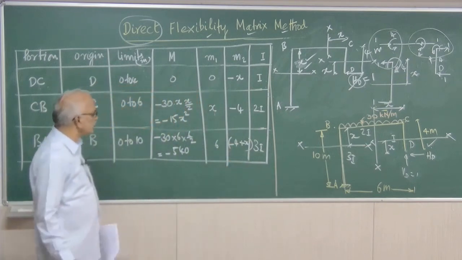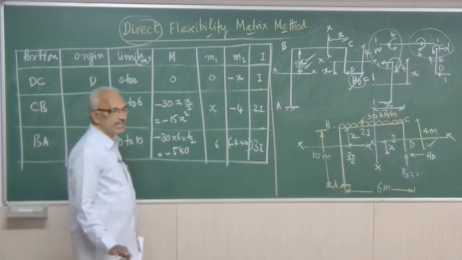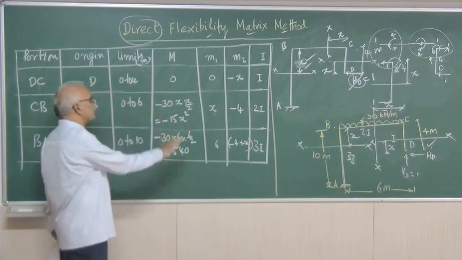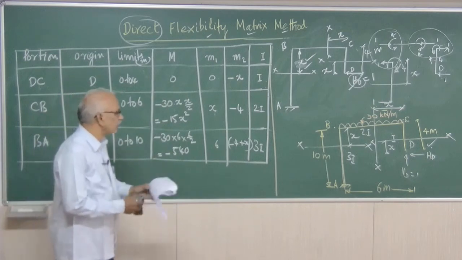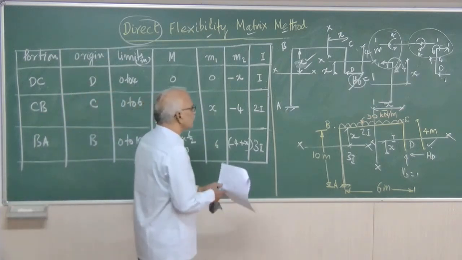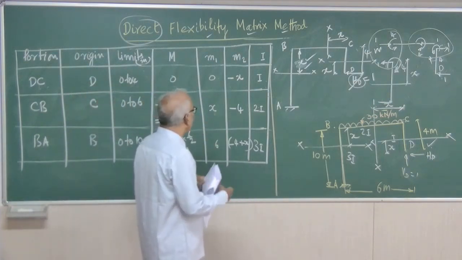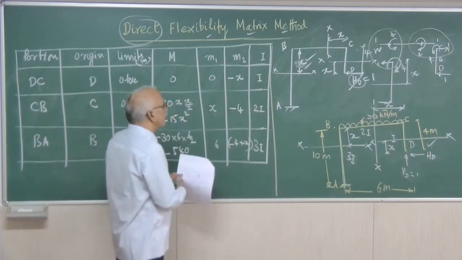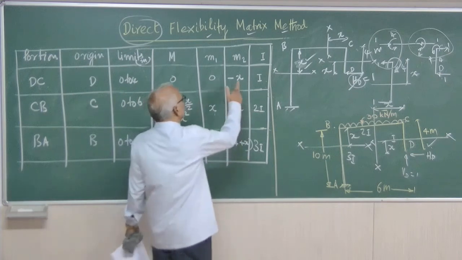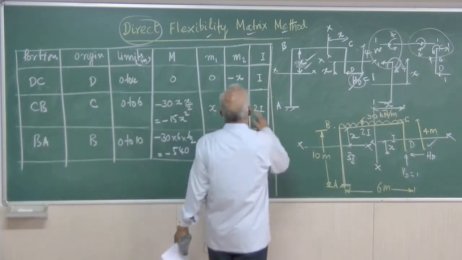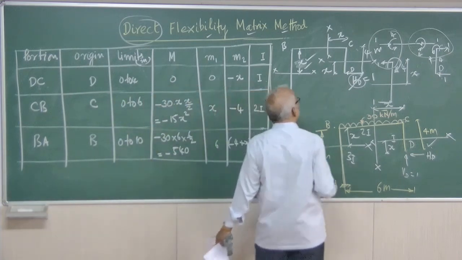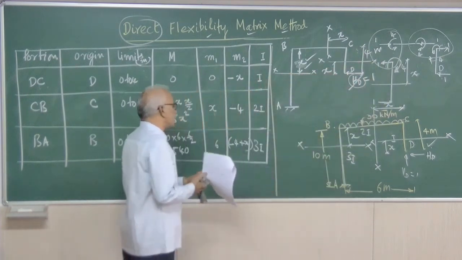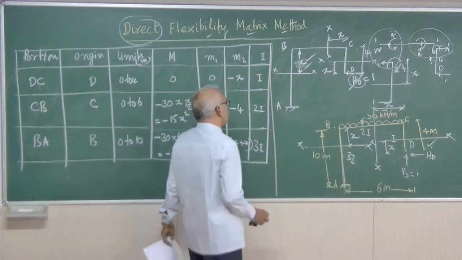So if these values are properly written, next it's only a question of calculations. This tabulation is very, very important. But with knowledge of the free body diagram, both M1 as well as M2 can be found. Without the free body diagram we can get these values, and with the free body diagram also you can easily get them. So that is about the values.